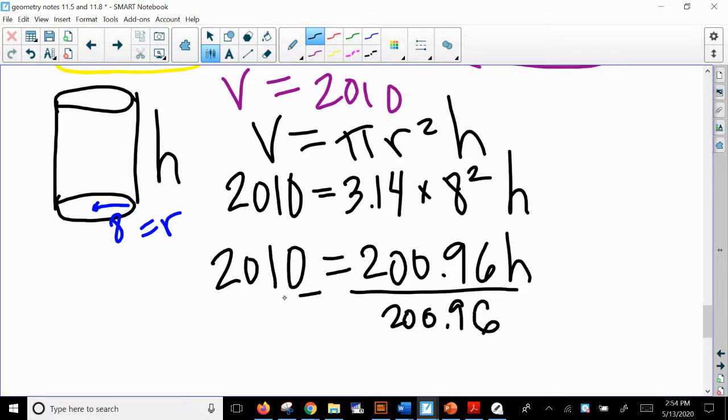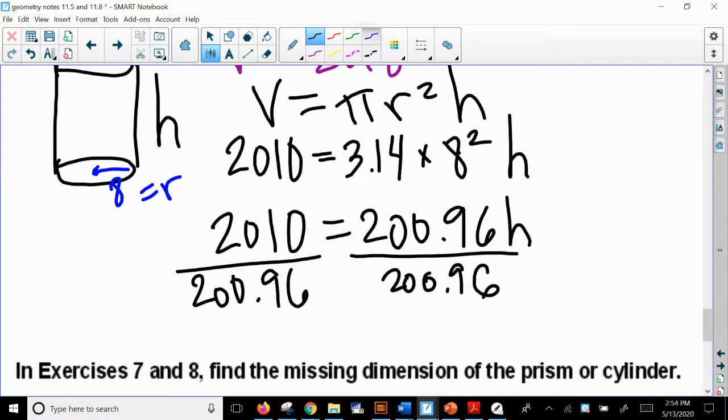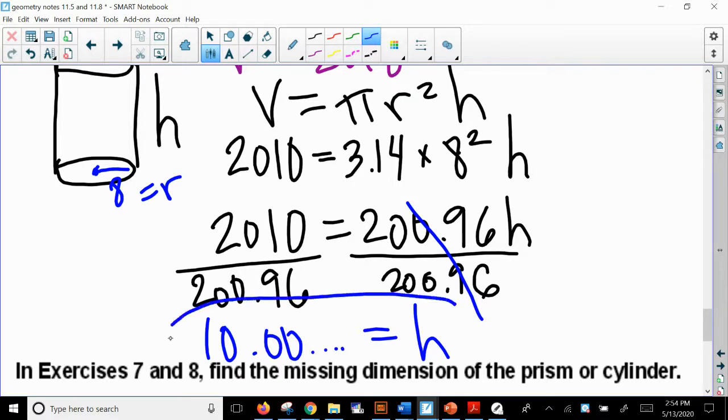Whatever I do to one side, I do to the other. And my answer is whatever I get. I get what I get. So let me throw it in the calculator. 2010 divided by 200.96. And I got 10.00 and some more decimals. I'm just going to leave my answer just like that. The height is approximately 10.